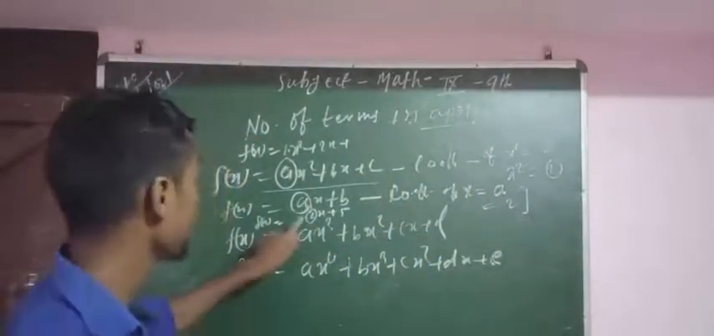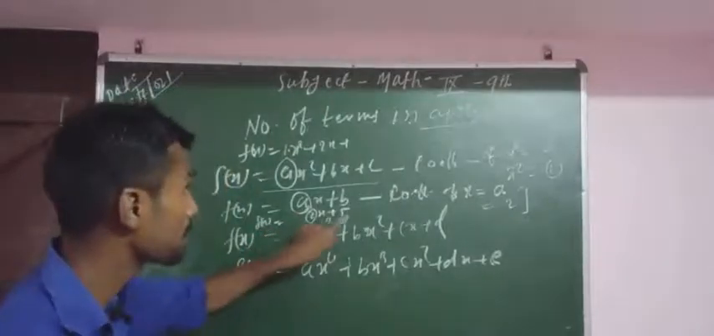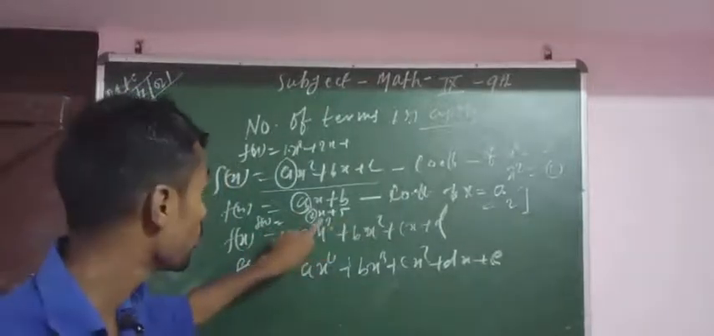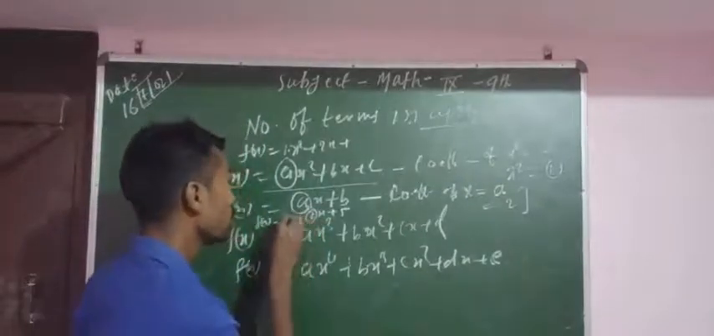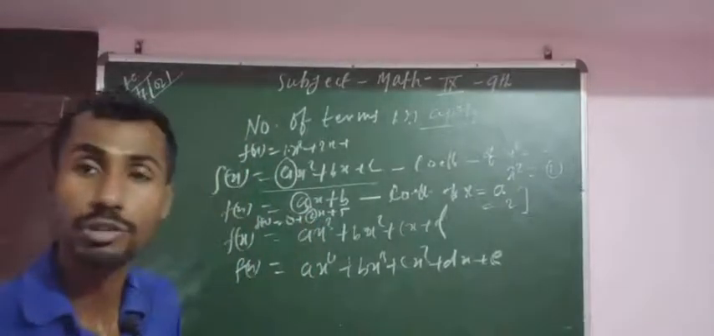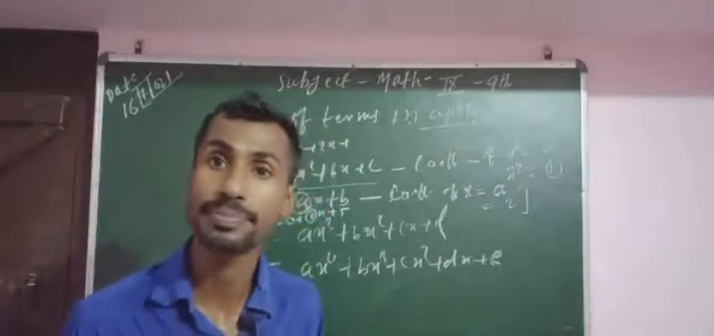Now suppose in the second equation, 2x plus 5, the question is: what is the coefficient of x square? There is no x square here, so obviously the coefficient is 0. So 0 is the coefficient of x square.